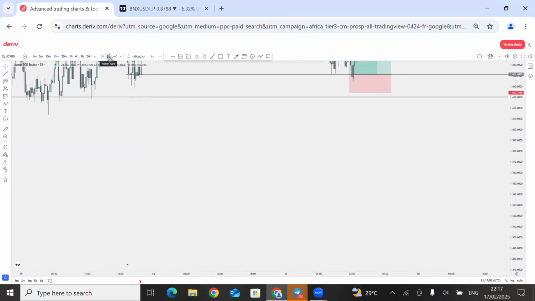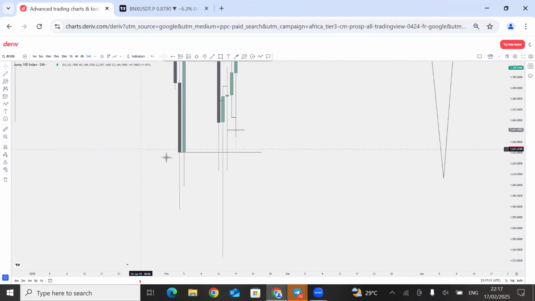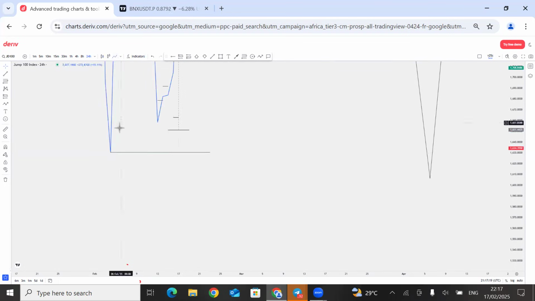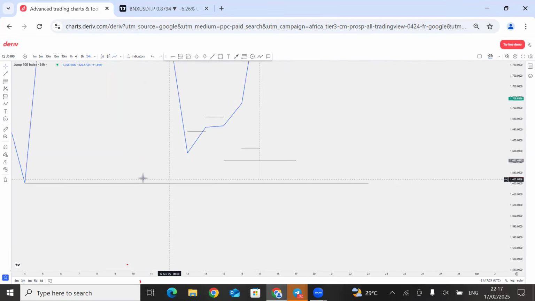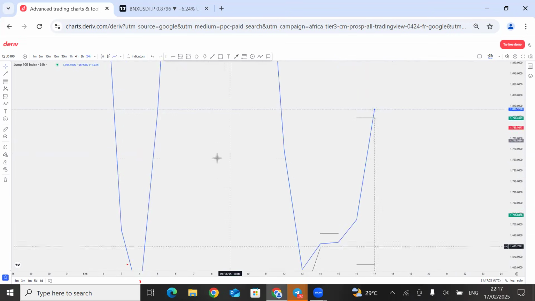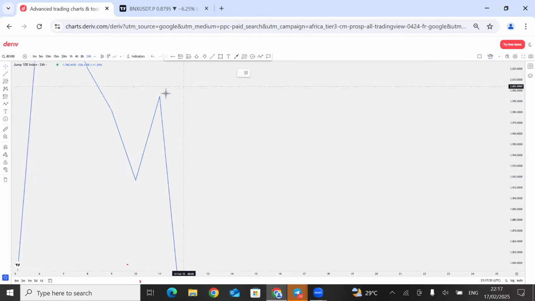So let's go on a daily time frame here. Here is a closure, and here is an opening. For you to see this, just turn on your line chart. It's going to make it easier. On a line chart, wherever you see any V shape, know that there's a closing and opening of a new candle.